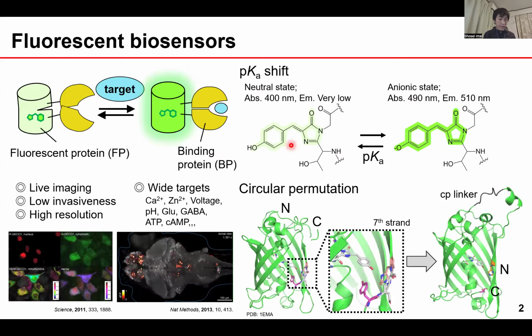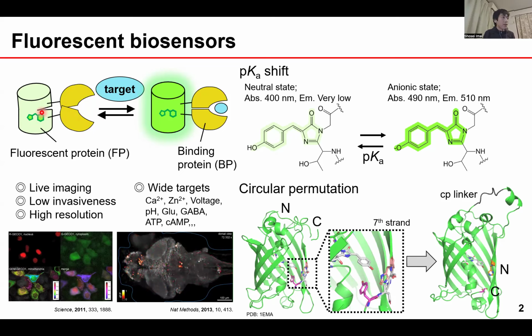So first, I will explain the design of the biosensors we are working on, since there are several types of biosensors. These biosensors consist of a fluorescent protein and a binding protein, and they are sometimes called single FP-based biosensors. The binding protein changes its conformation upon binding to the target molecule or ion, and it alters the microenvironment of the fluorescent protein's chromophore, shown here, and it causes a change in the fluorescent intensity.